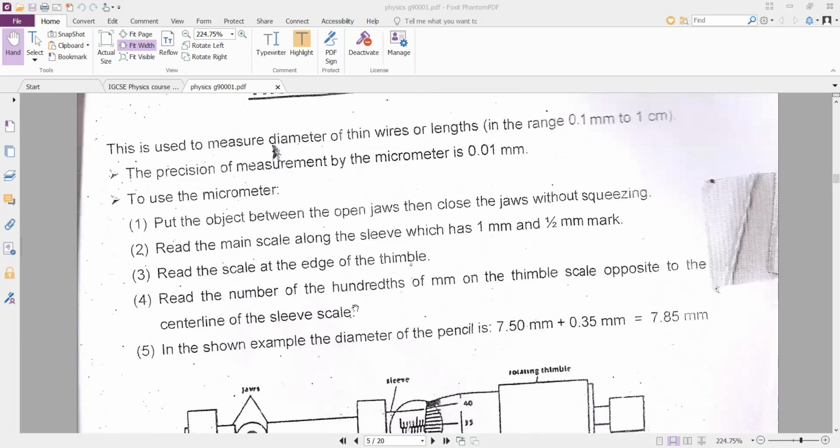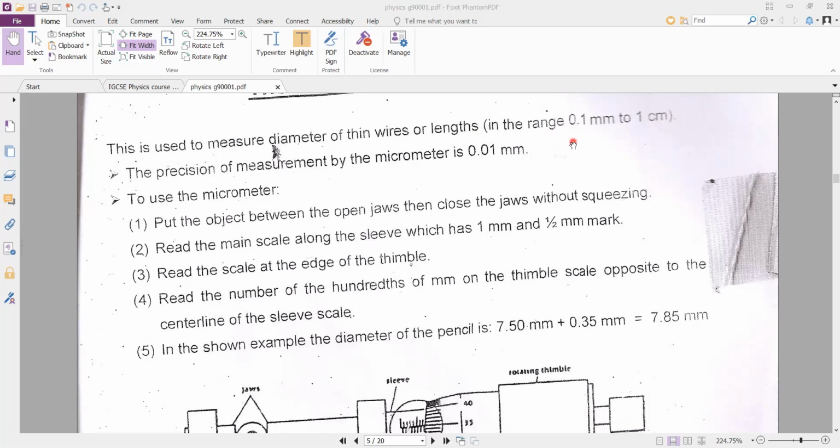Who can read it? Muad, please read. Number 1: this is used to measure the diameter of thin wire, in the range.